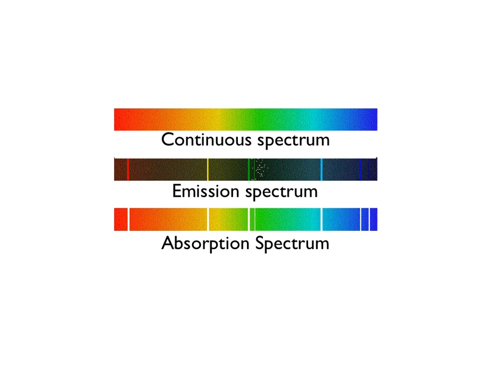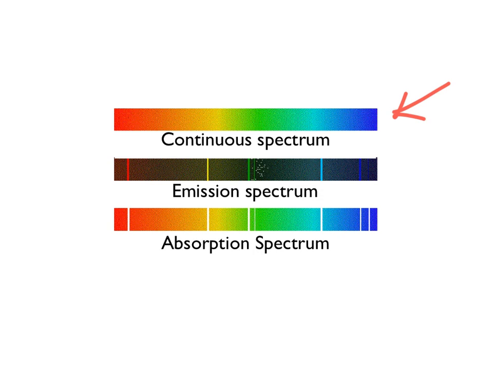When you look at a rainbow, you see all the colors that make up visible light. We call this a continuous spectrum. If you shine sunlight through a prism or a diffraction grating, you'll also see a continuous spectrum.